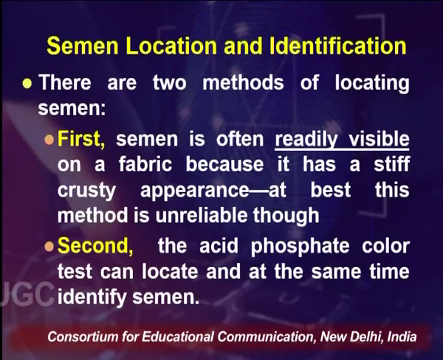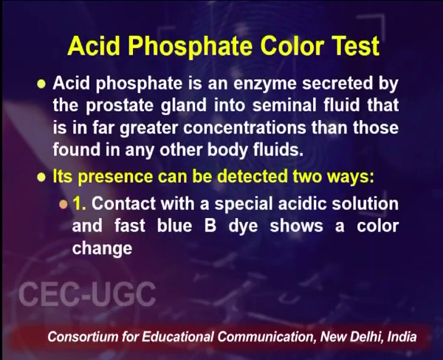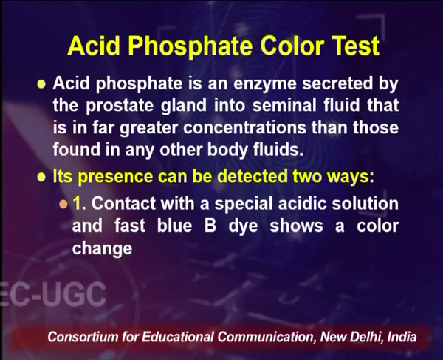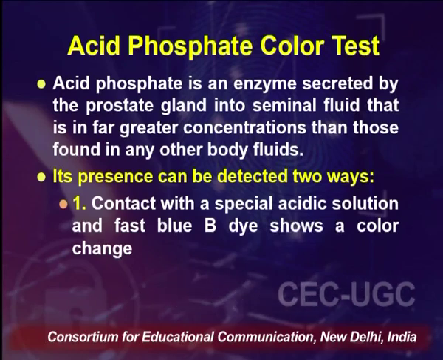So, for semen location and identification, first, it is readily visible on a fabric because it has a stiff, crusty appearance, but at best this method is unreliable, although there is the acid phosphatase color test which we can do to locate the semen and to identify it. Acid phosphatase is an enzyme secreted by the prostate gland, and it can be detected using an acidic solution and a fast blue B dye, which shows a color change. If the color change is positive, we can say that semen is present.